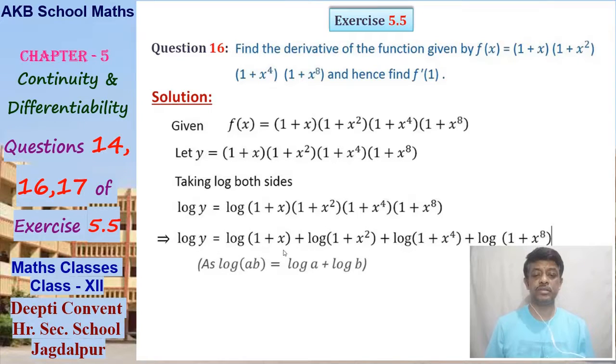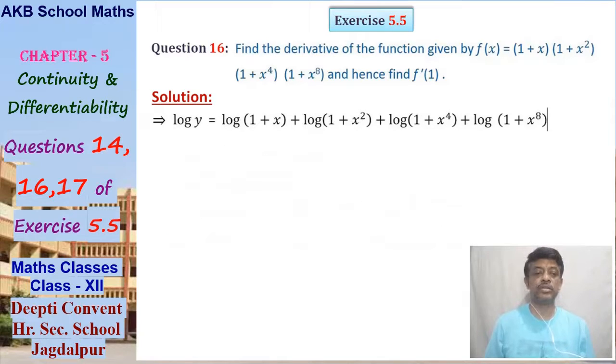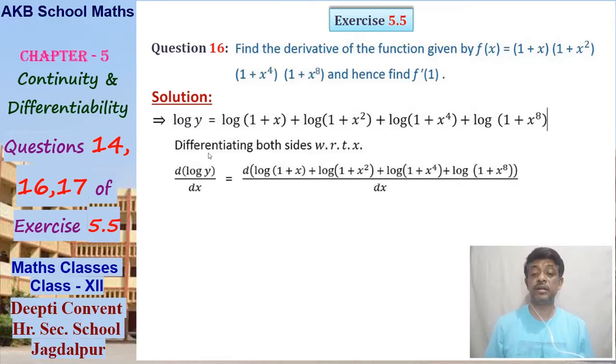Using the formula log(ab) equals log a plus log b, we get log of this plus log of this plus log of this plus log of this. Now the terms are separated, and we can differentiate with respect to x. This is the value of log y. Now differentiate on both sides with respect to x.